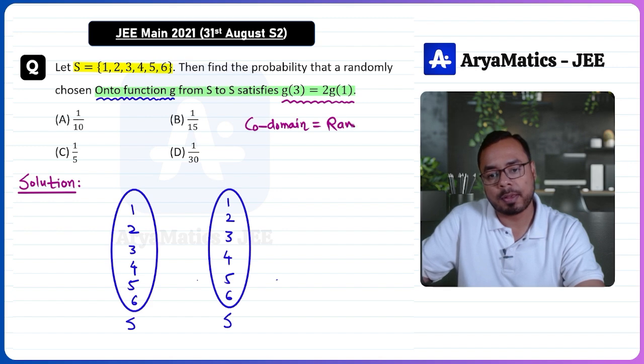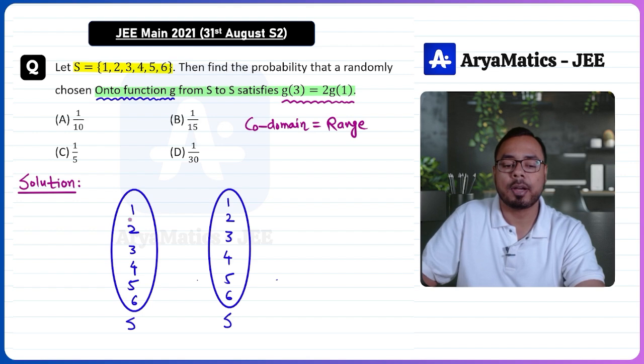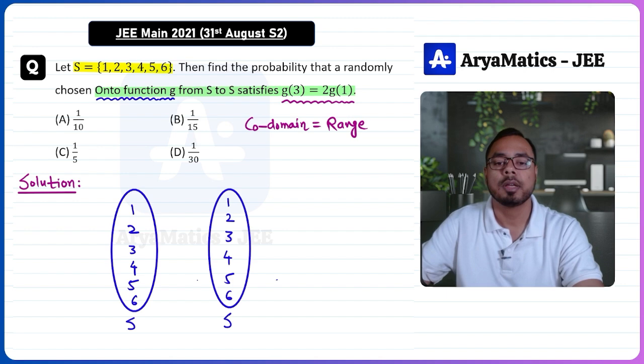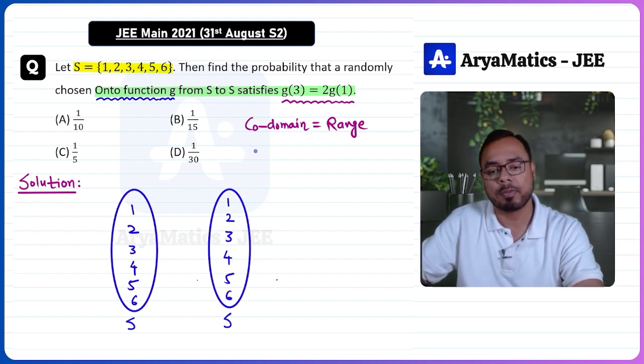So in the codomain we have 6 elements, 1, 2, 3 up to 6. And in the range you cannot have more than 6 elements. Range will be f of 1, f of 2 and so on. And function means for each element we can have only one image. So if two sets have an equal number of elements, then the number of onto functions is the same as the number of one-one functions.